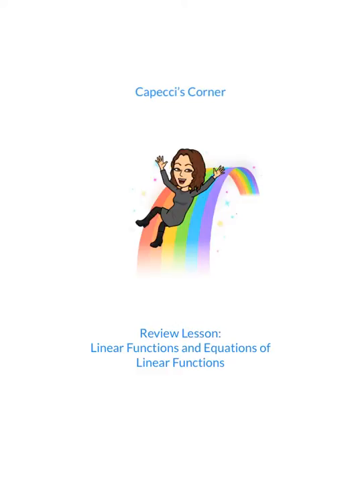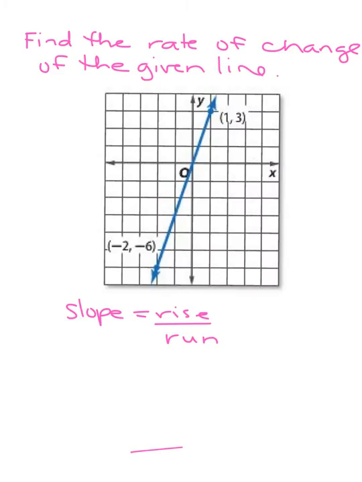Today in Capecchi's Corner, we have a review lesson that includes linear functions and the equations of linear functions. We are asked to find the rate of change of the given line. Now, the rate of change is the same as the slope. When we're finding slope, we do rise over run.